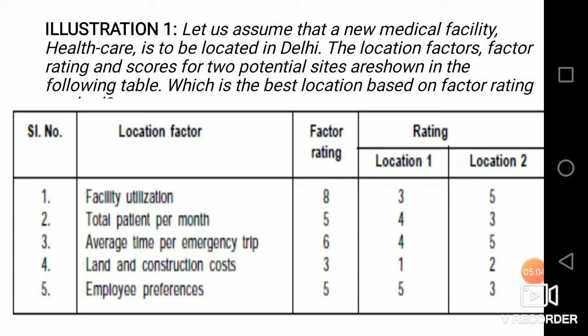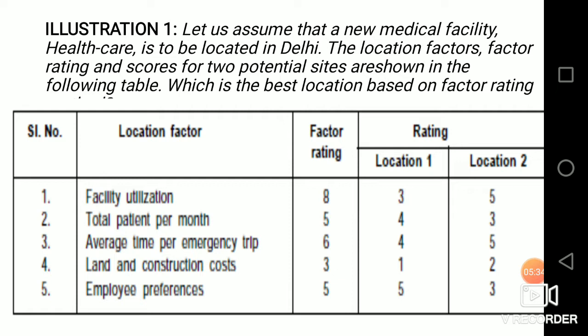So these are the factors identified for a medical or healthcare institution. The facility utilization factor rating is given as 8, which is considered the highest one. Total patients per month is 5, average time per emergency trip is 6, land and construction cost is 3, employee preferences is 5. Locations rating: in New Delhi they have located two locations, location 1 and 2.